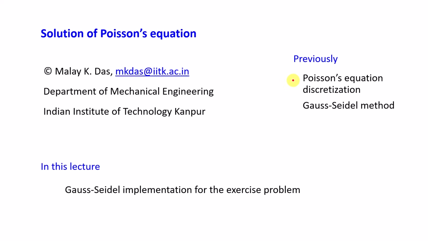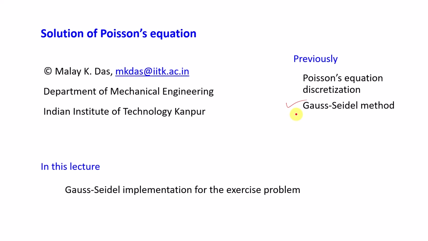We are discussing the nuclear fuel rod problem exercise. We have modeled the problem as Poisson's equation. We have discretized the Poisson's equation and developed a system of linear equations. Then we have revised the Gauss-Seidel method, which we'll use for solution of the linear equations.